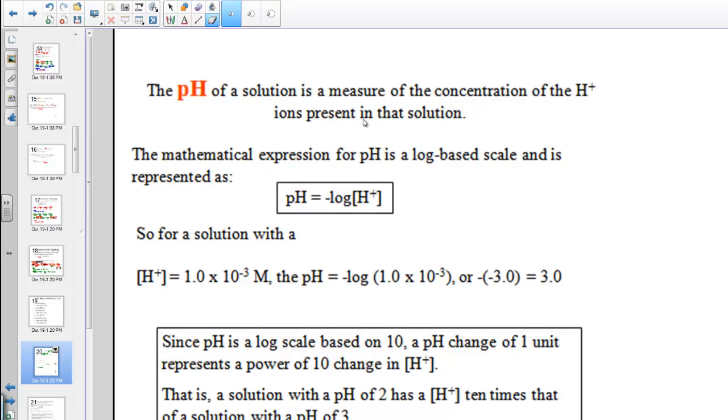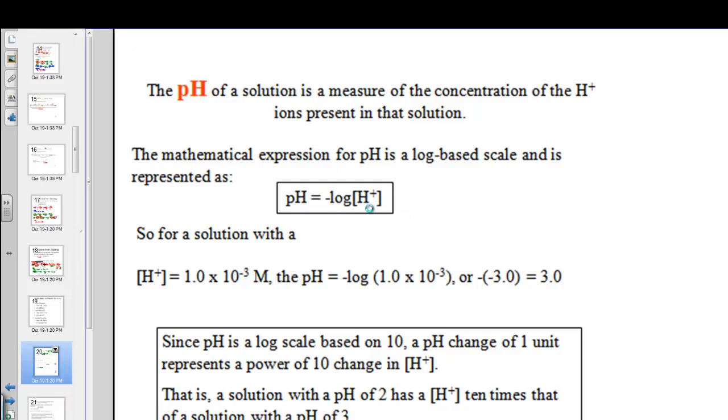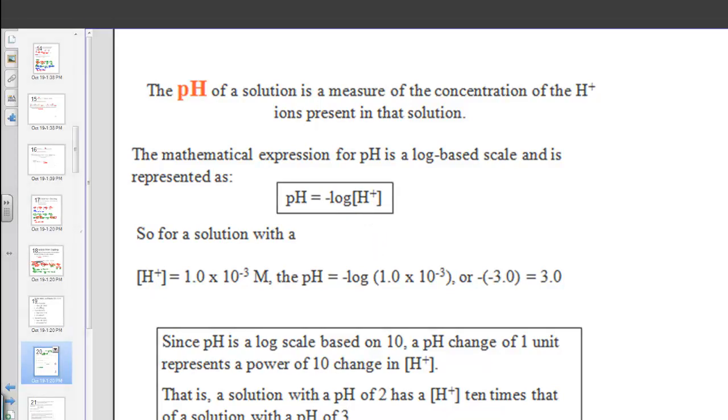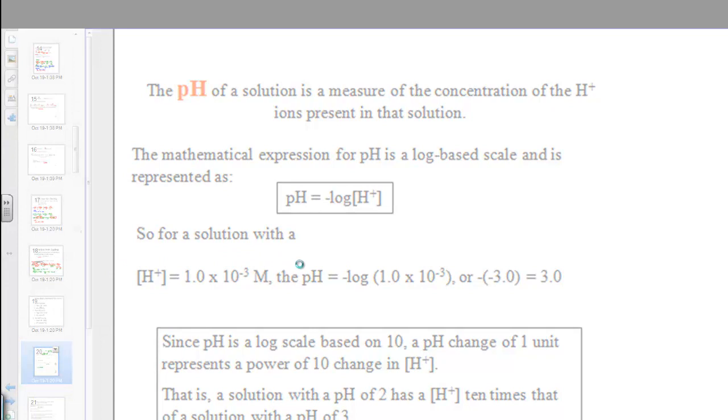pH in a solution is a measurement of the concentration of H+. And here's our formula. The H+ ion in a molarity unit, the negative log of the concentration of H+, and what we have there is a concentration unit known as pH. Molarity, remember, is moles per liter, and with moles per liter, what we'll end up taking is the negative log of the hydrogen ion.